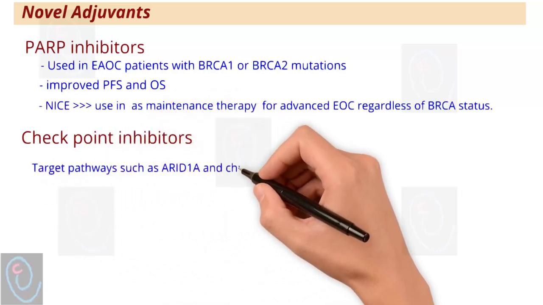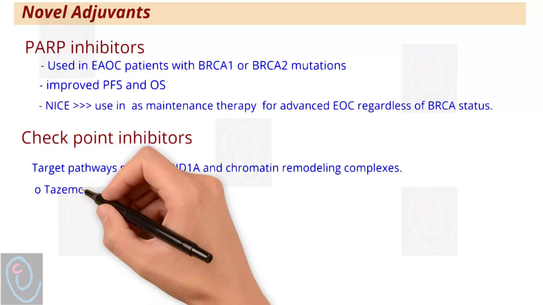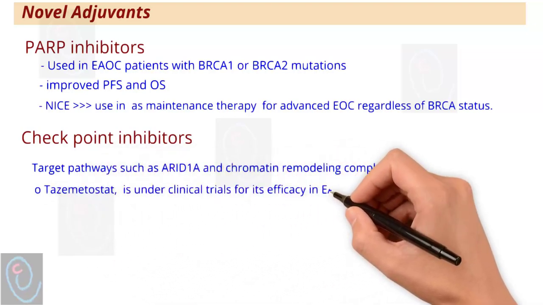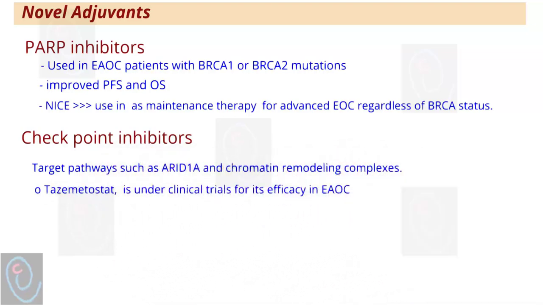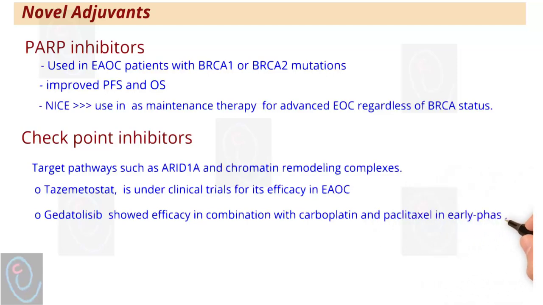These are novel therapies targeting pathways like ARID1A and chromatin remodeling complexes. وفي drug جديد tazemetostat is an enhancer of zeste homolog 2. However, this drug is still under clinical trial. And then another drug, gidatolizumab, has shown efficacy in combination with carboplatin and paclitaxel in early phase trials. However, further research is still ongoing.